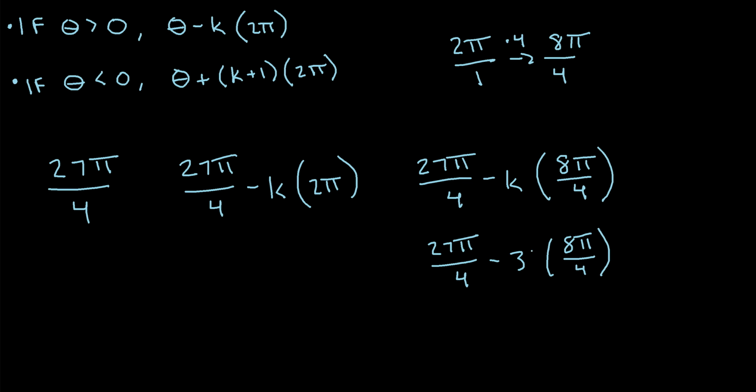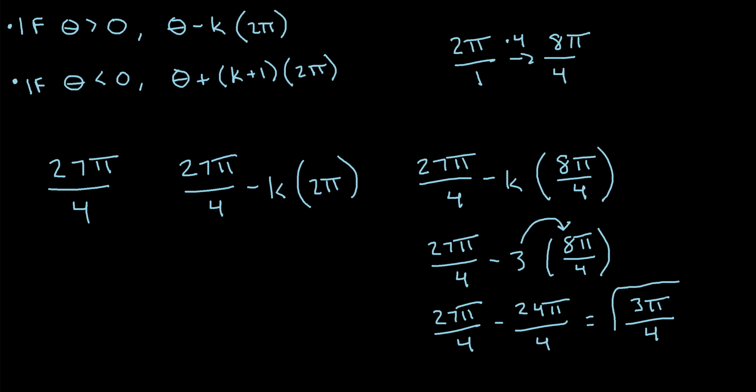So we just need to solve this. We'll distribute this 3 into these parentheses, so we'll get 27 pi over 4 minus 3 times 8 pi, that's 24 pi over 4. So now we just need to do 27 pi over 4 minus 24 pi over 4. Because they share the same denominator, we can just subtract the terms in the numerator straight across. 27 minus 24 is 3 pi over 4. So that is our final answer. 3 pi over 4 is an angle that is coterminal to 27 pi over 4, and it belongs between 0 and 2 pi.